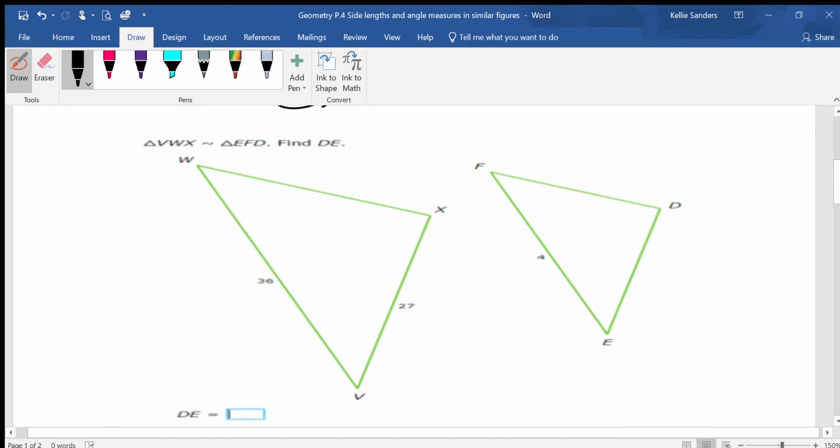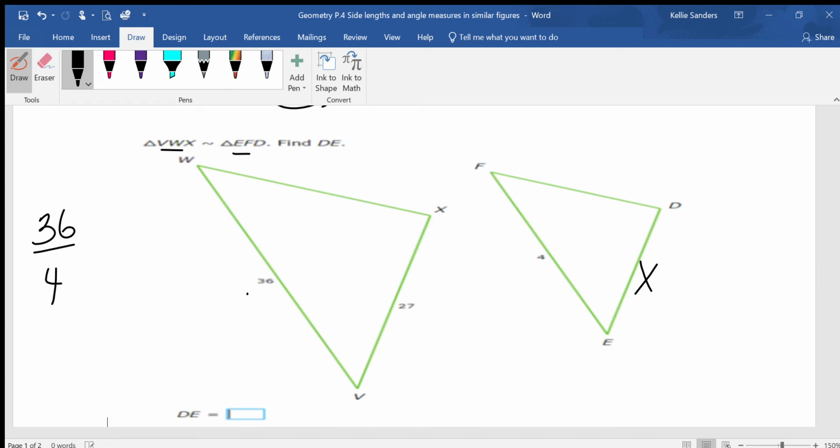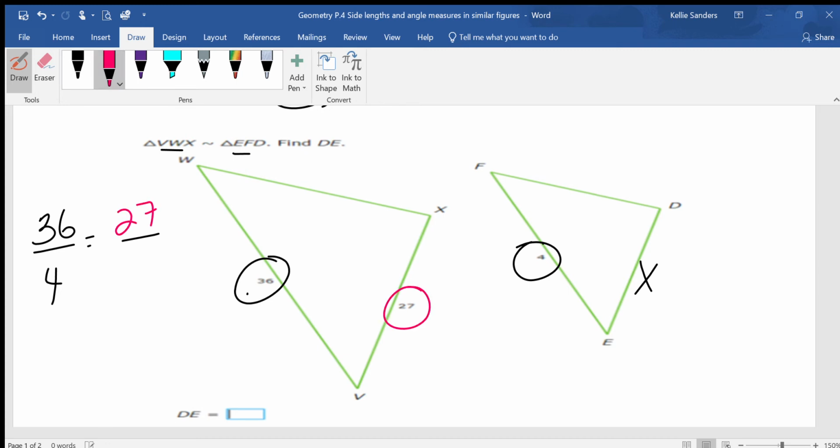Triangle VWX is similar to triangle EFD. Find DE. So I'm going to put a big X right there and work my way through it. VW and EF are corresponding, so I'm going to put 36 over 4, because that's VW and that is EF. If they're similar, then their sides have to be proportional to each other. So then we put VX, which is 27, over ED, and ED is X, so I'm going to put that right there.